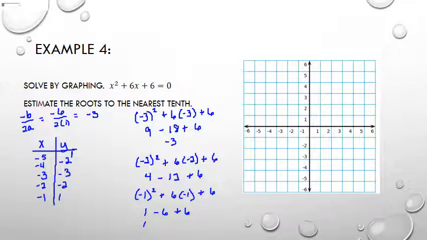So remember, we're trying to get the y to equal 0. Well, let's go ahead and plot these points. -5, 1, -4, 2. I'm sorry, -4, -2. -3, -3. -2, -2. And -1, 1.